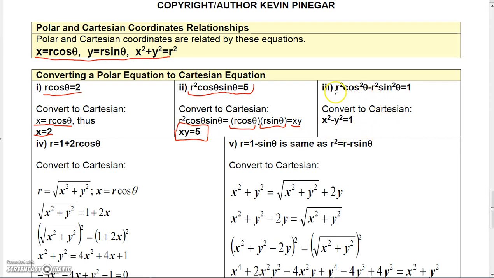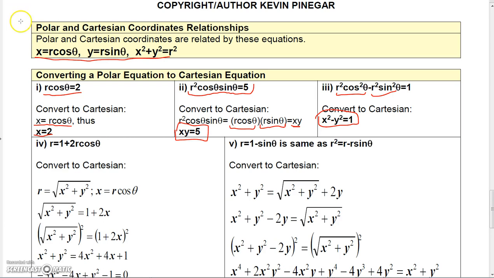And then this one, since that's r squared cosine squared theta and this is r squared sine squared theta, then this is just x squared and this is y squared. So you have x squared minus y squared equals 1 for the Cartesian equation.